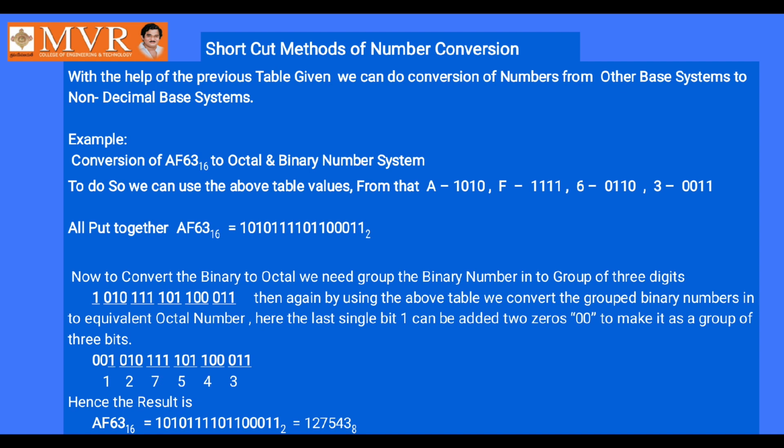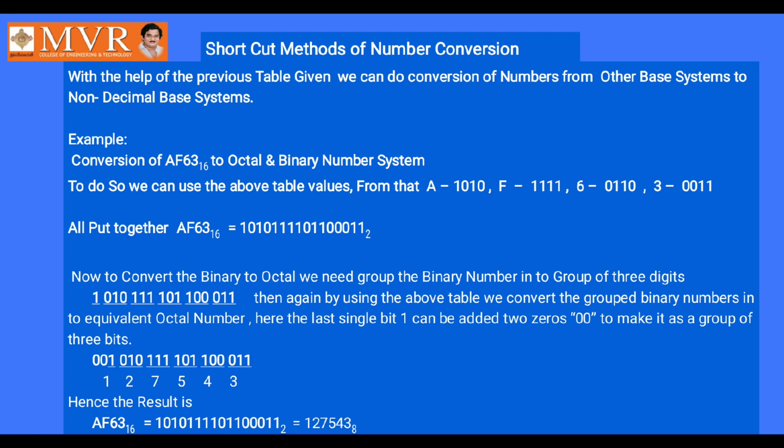But here, if you want to convert other base to non-decimal, first you need to convert the other base value to decimal, then decimal to our required base. So to avoid that lengthy process and to avoid the confusion, we are going to discuss this shortcut method of number conversion. For example, you take AF63 hexadecimal to octal and binary system. AF63 hexadecimal is given. We will convert that into octal and binary number system.